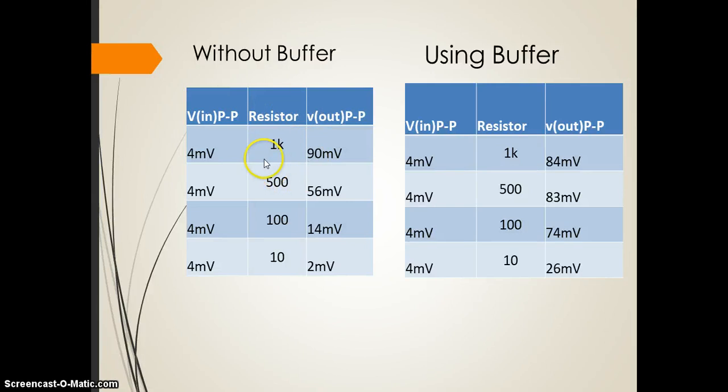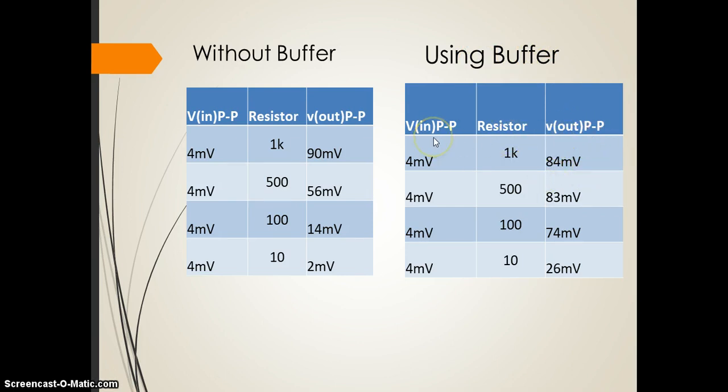When we use a 1 kilo ohm resistance in the without buffer circuit, we get 90 milliwatt peak to peak. When 4 milliwatt peak to peak voltage is applied and a 1 kilo ohm resistance is used in the using buffer circuit, we get 84 milliwatt peak to peak across it.